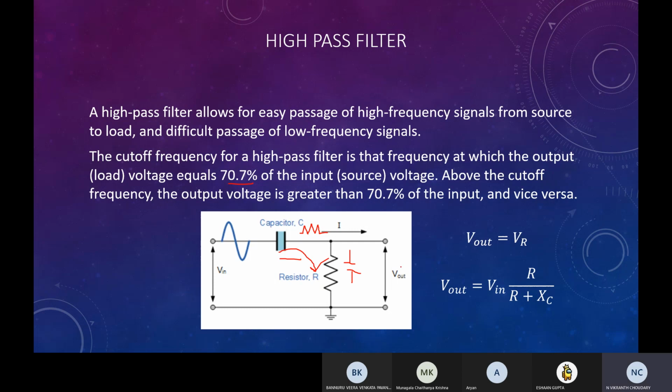So what happens over here? Vout would be VR. So Vout would be R upon R plus Xc. So Xc again is 1 by omega C.